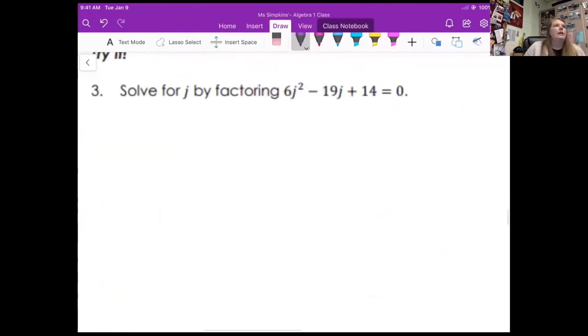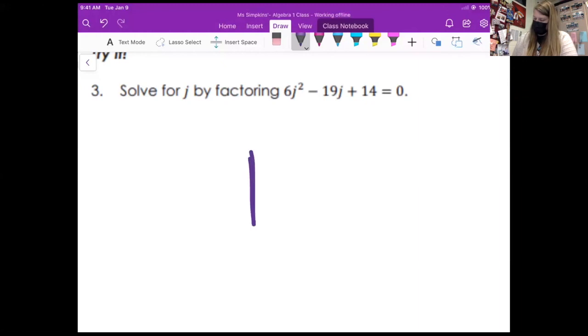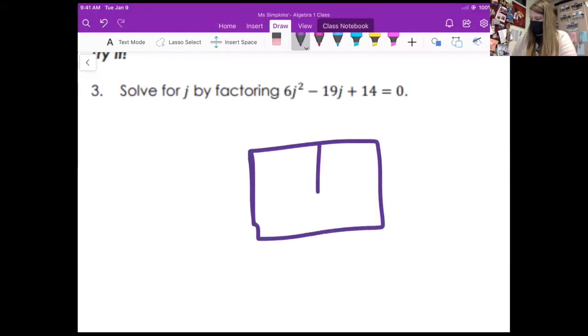And let me know when you have your answers, because I want to come look at them. So you're doing your area model, you're setting them equal to 0, and then you're going to try and find your two factors. All right, so we have our area model, and I'm going to go pretty quick, so let me know if you need me to slow down.